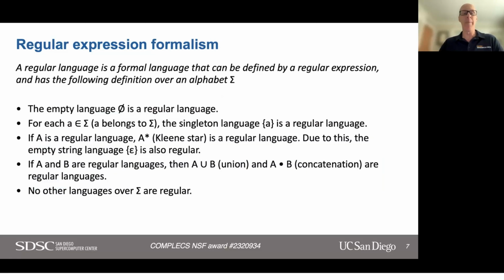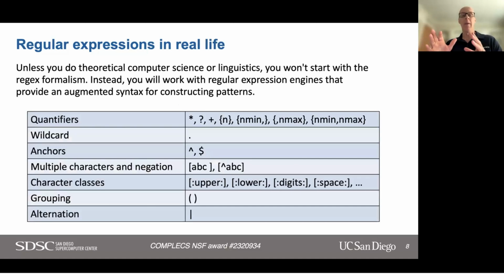So if we go back here, it doesn't have it in the definition, but when we're constructing regular languages, in addition to the alphabet, the only two operators that we have are the Kleene star and the vertical bar, which means alternation. But when we work with regexes in real life, we're often going to augment that original formalism, and we're going to have a much richer syntax for constructing patterns.